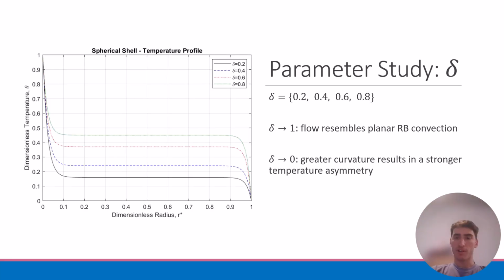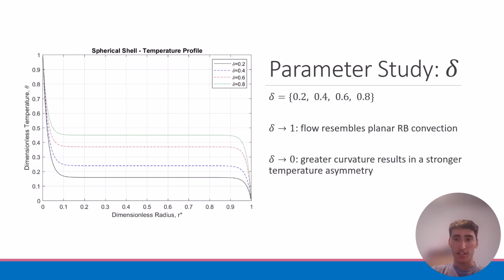Now, onto the results. I first performed a parametric study on delta. The figure on the right plots the dimensionless temperature averaged over a spherical surface against the dimensionless radius for different deltas. As delta increases, the model resembles a simple planar case, and the temperature profile becomes more symmetric, with the midpoint approaching 0.5 as we would expect, as you can see on the left.